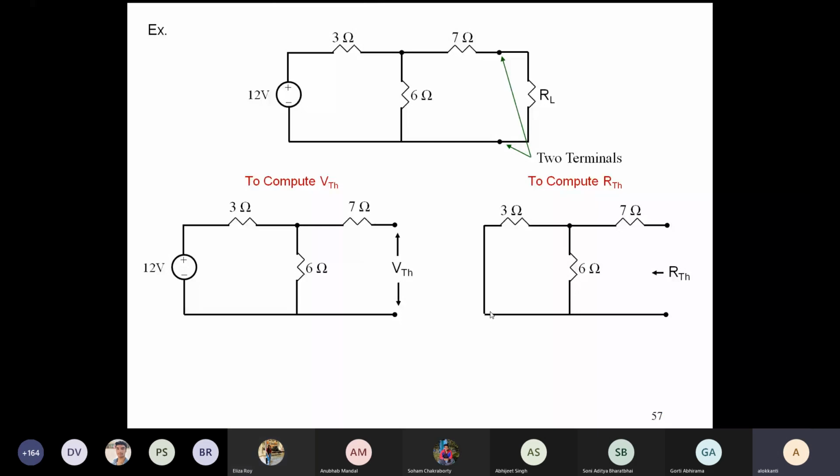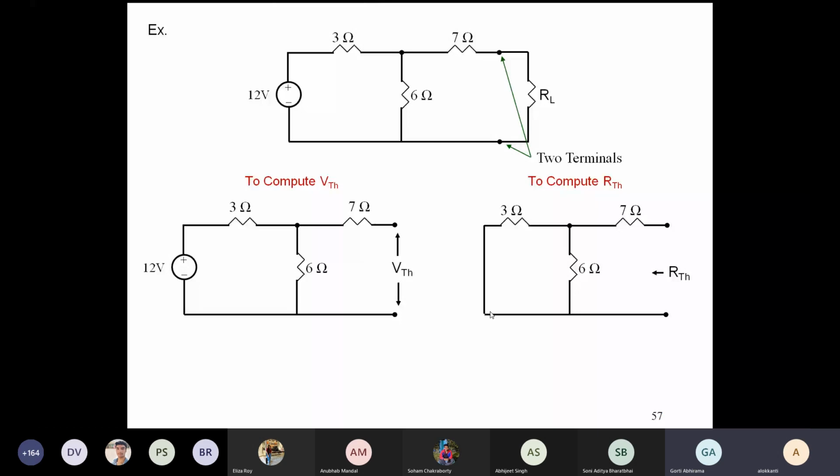Deactivating voltage source means short circuit. Don't just say that, you have to tell in proper technical language: short circuit. Short circuit means how much resistance? Not 9 ohms. In the short circuit path, how much? Zero resistance. Zero.